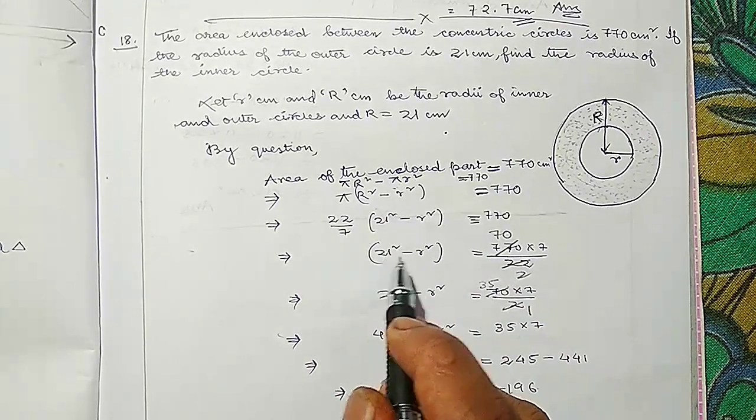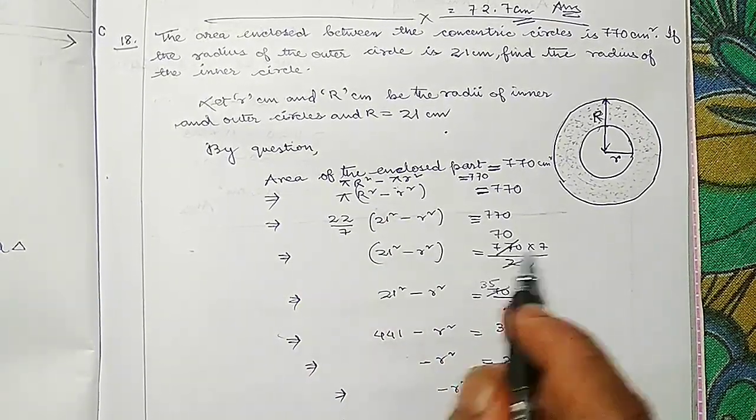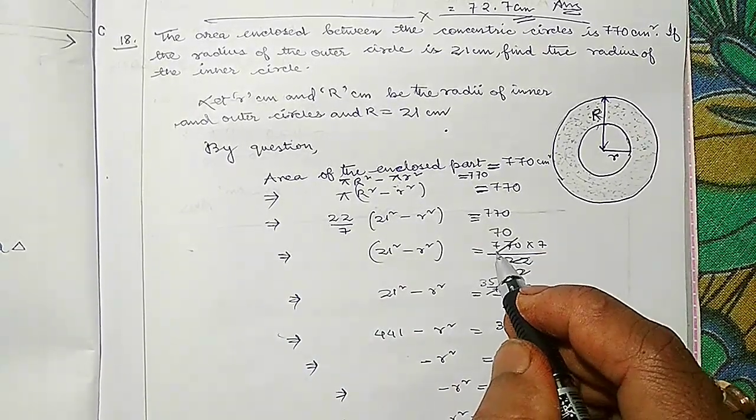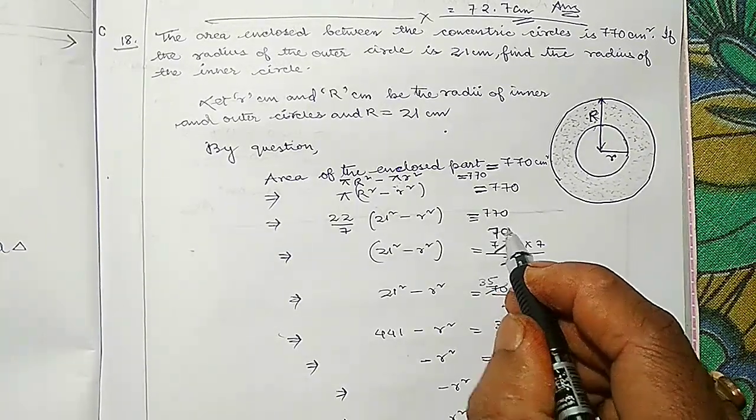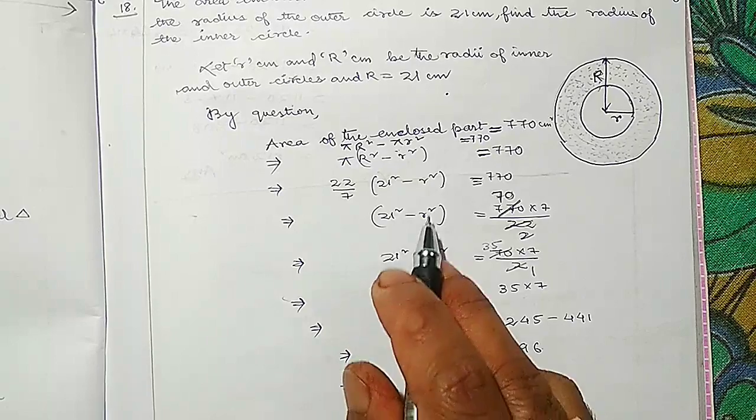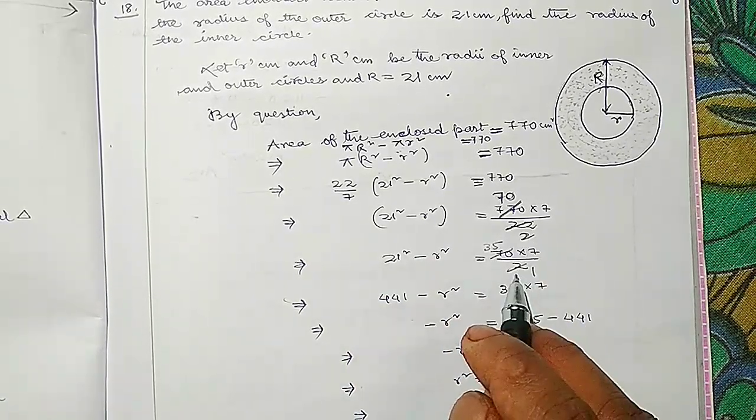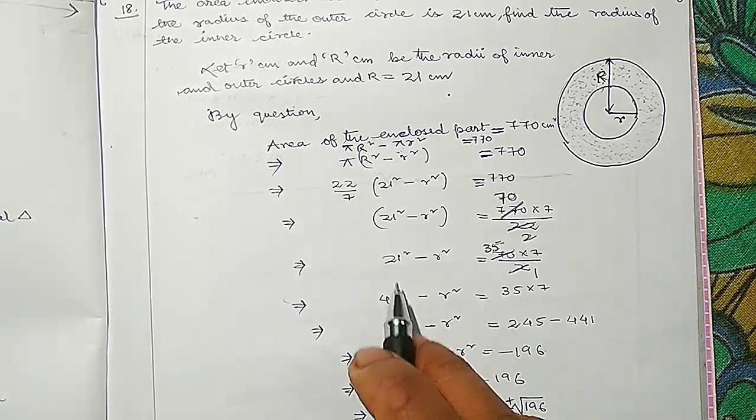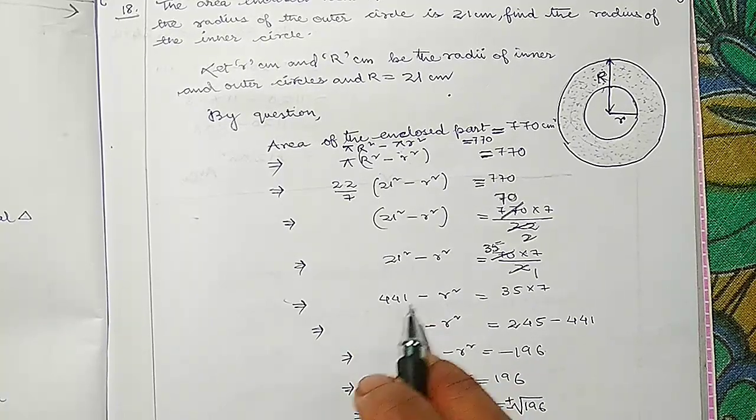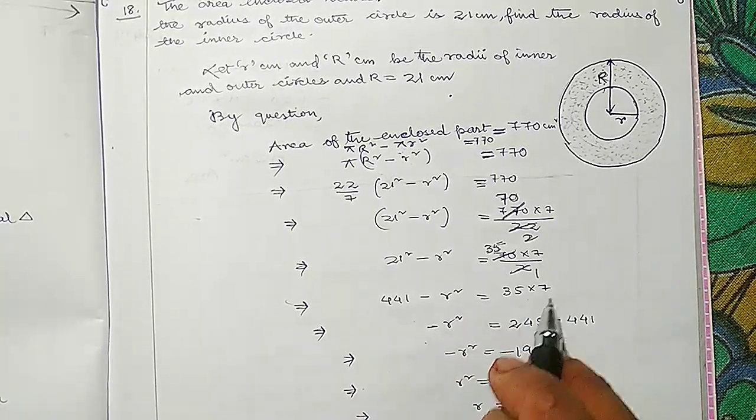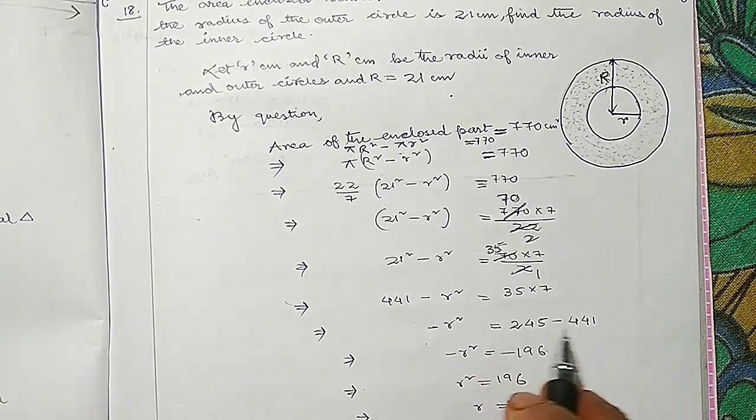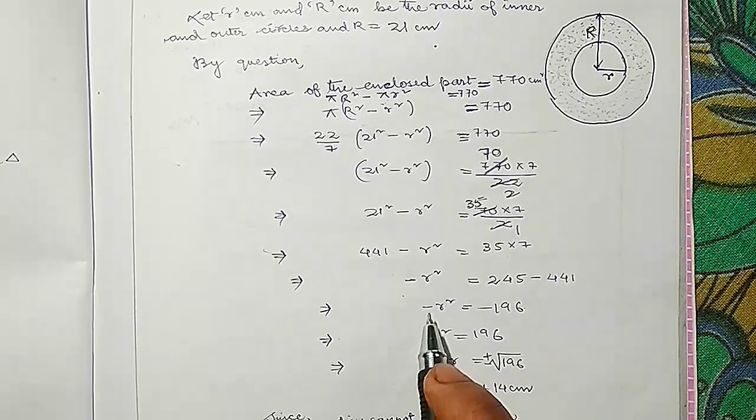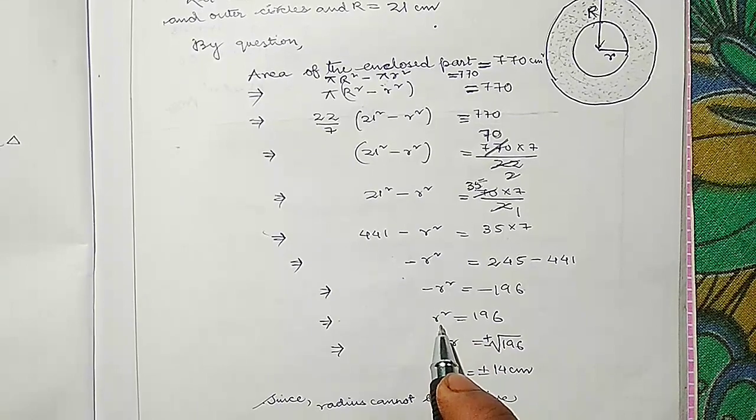So 21 square minus r square is 770 into 7 by 22. If I cancel 22 by 11, I am going to get 2, and if I cancel 770 by 11, I am going to get 70. So 21 square minus r square is 70 into 7 by 2. Again 70 and 2 can be cancelled. I got 35, and here 21 square is 441 minus r square is 35 into 7. So minus r square is 245 minus 441. So minus r square is minus 196. If I multiply both sides by minus, I am going to get r square equals 196.